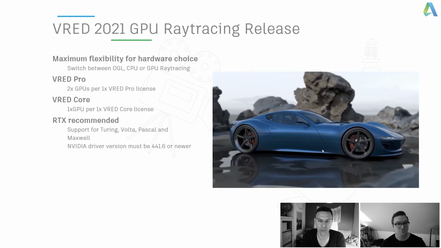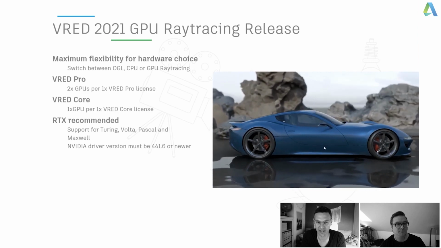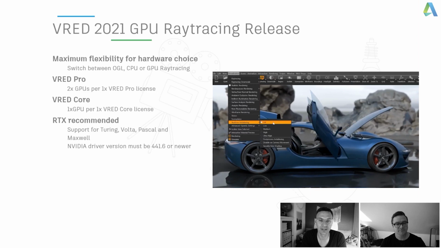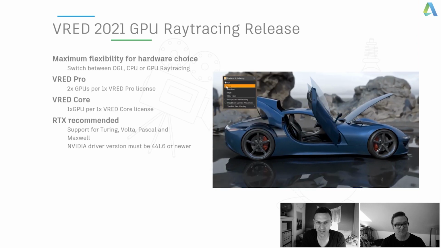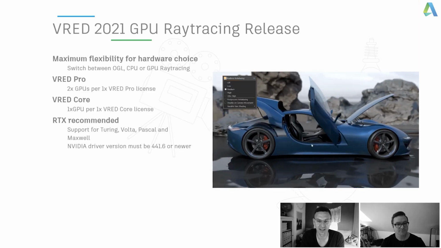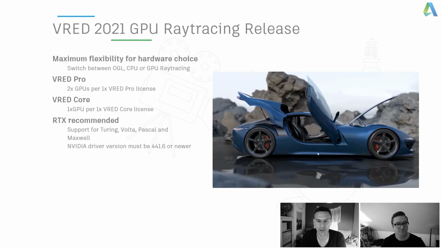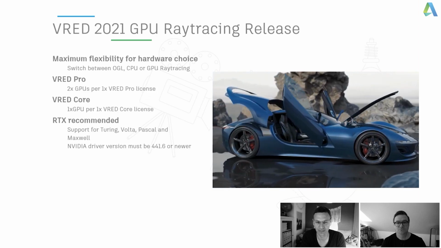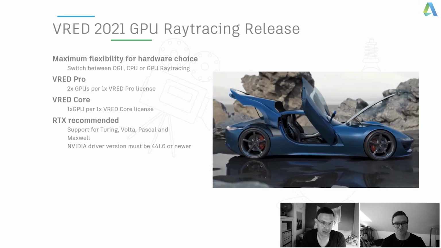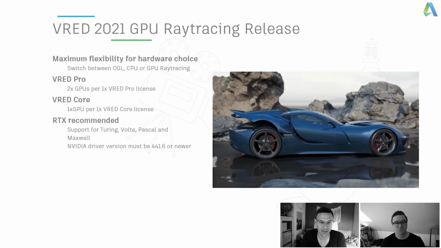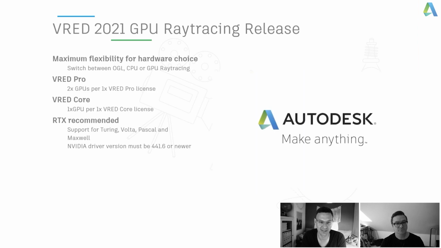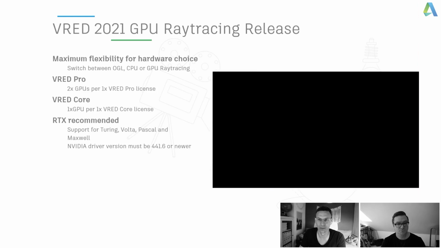You can use 2 GPUs with one VRED Pro license. If you have more GPUs in your computer, you need an additional VRED Core license. One VRED Core license is capable of licensing one GPU. We're going to talk about different scenarios later on in this presentation. Of course, we recommend RTX cards, but GPU ray tracing also works with Turing, Volta, Pascal, and Maxwell cards. But the driver needs to be 404.16 or newer.